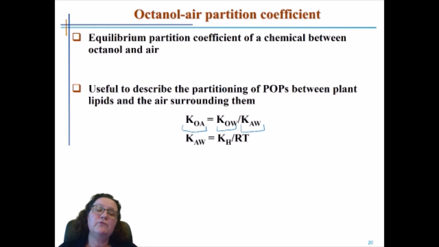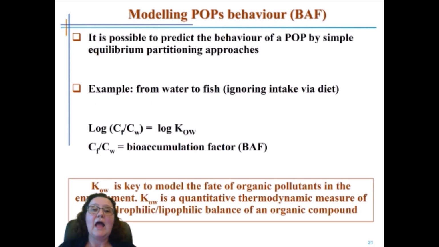You can be more informed when you take your samples because you will know that your chemical will be most likely in one or other parts of the environment: the soil, the water, the plants, the animals. You can use partition coefficients to do some simple modeling of the behavior of a persistent organic pollutant.